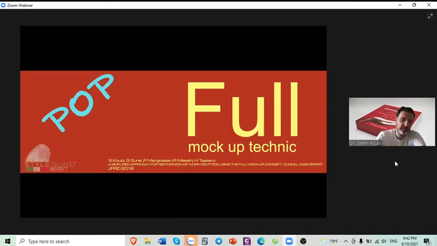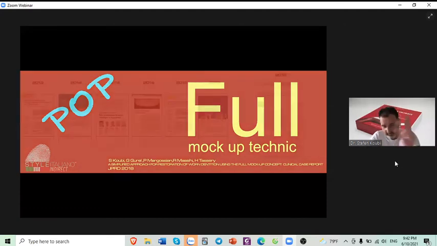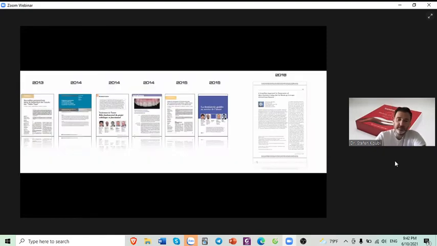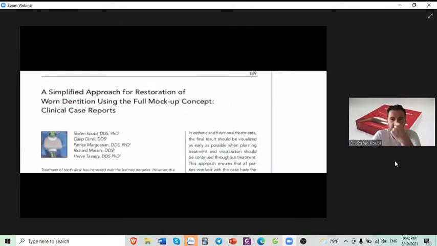So the full mock-up technique was completely imported from the Galip Gürel technique for the laminate veneers. Why? Because it was something very simple, to visualize the future and use this mock-up as a guide for your prep. And we published, of course, a lot on this topic, because making one case is something else, and then making a methodology and a complete concept is even more complicated. And it took us almost 10 years to be able to have this paper accepted in one of the best journals in the world.